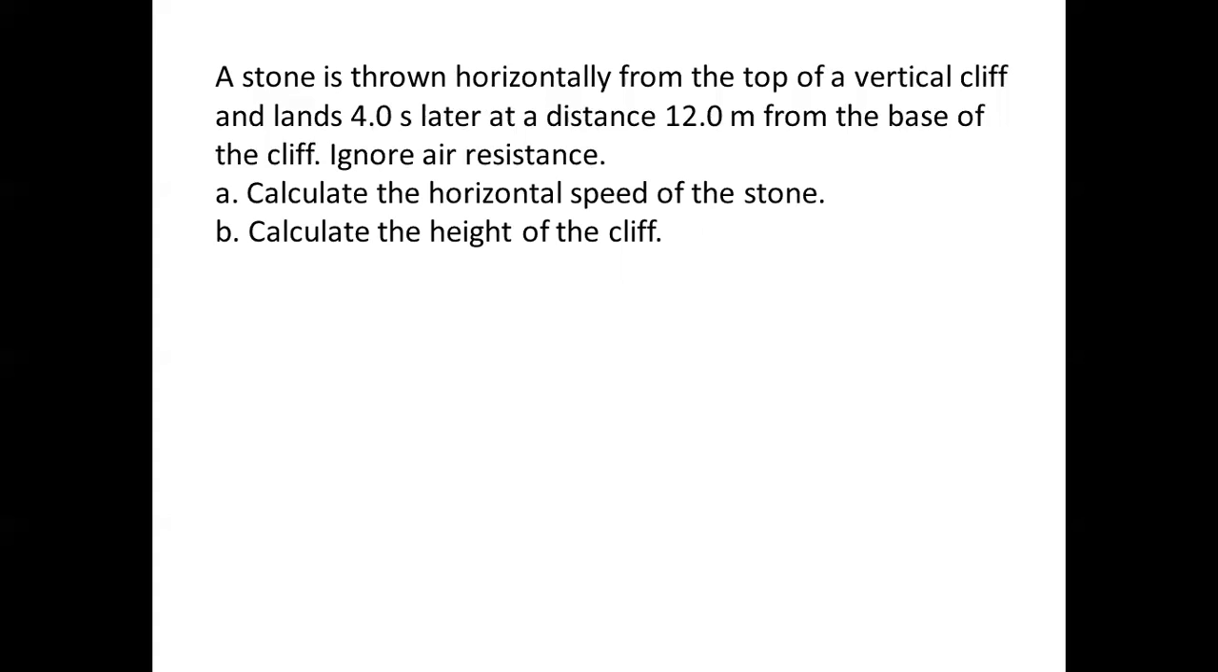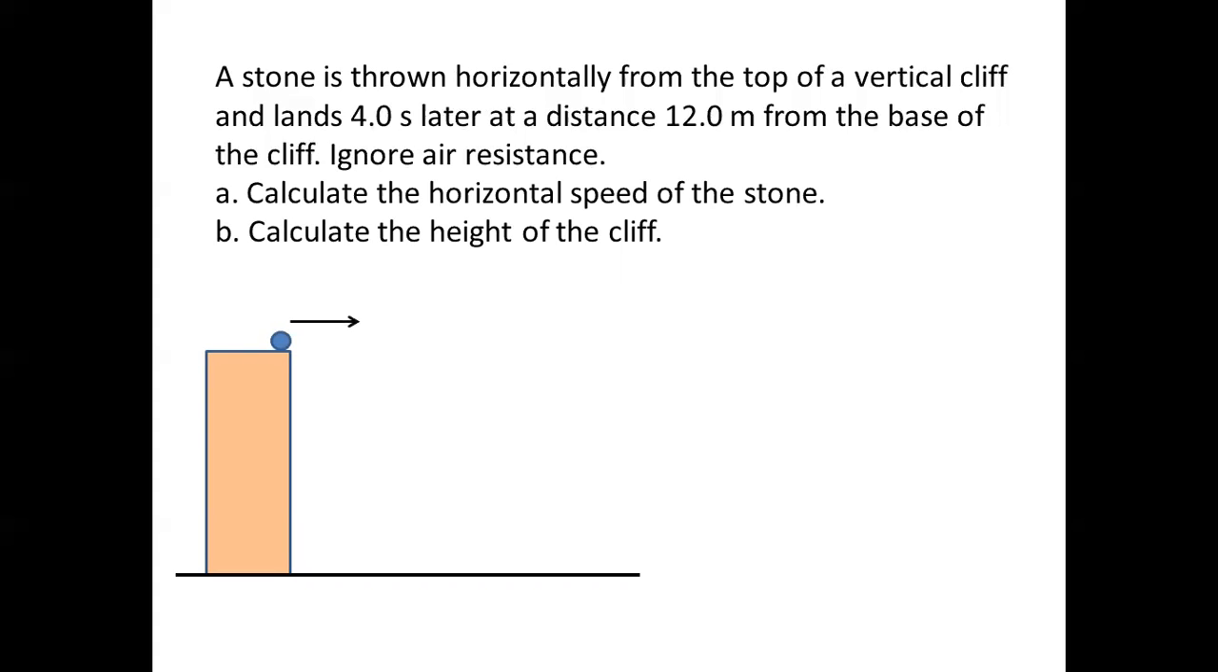Again, we will make an illustration of the problem. This represents the vertical cliff. This is the base level of the cliff. We have here the stone thrown horizontally with this initial velocity. And then this is the trajectory of the stone. It takes 4.0 seconds for the stone to travel this path. It lands 12 meters from the base of the cliff.